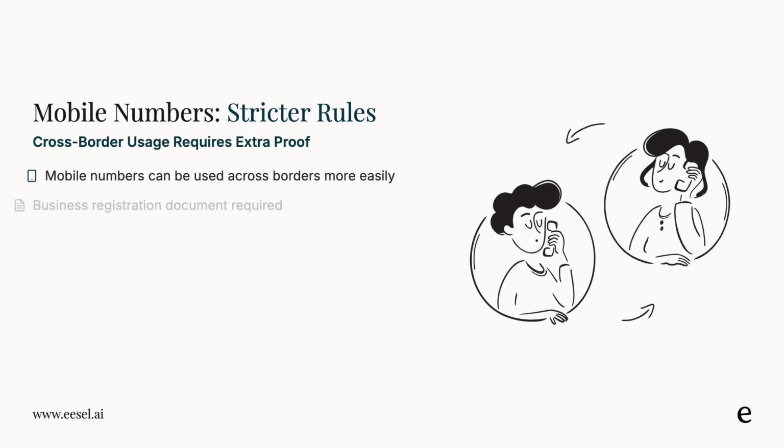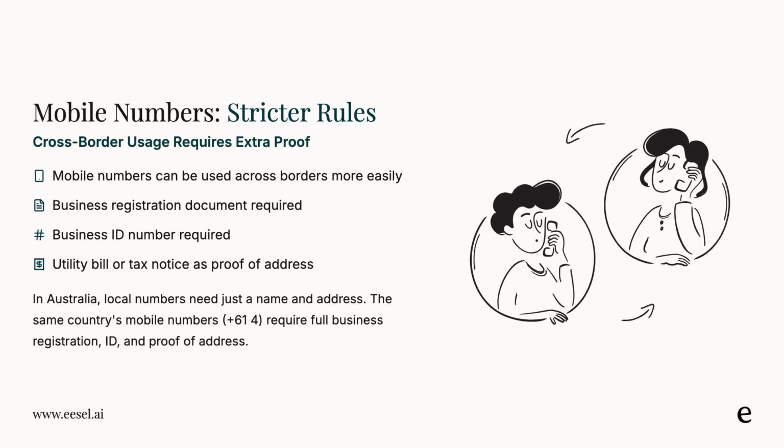Mobile numbers have stricter requirements than landline numbers almost everywhere. Because mobile numbers can be used across borders, regulators want extra proof about who's operating them. In Australia, a local landline needs just a name and address, but a mobile number on the same account requires full business registration, a business ID, and a utility bill.